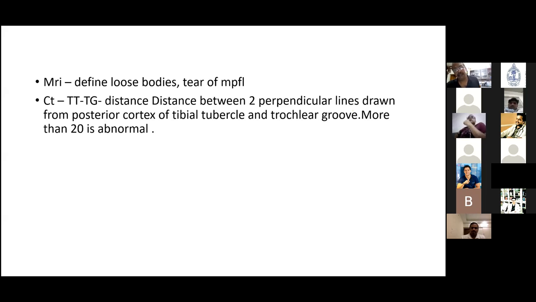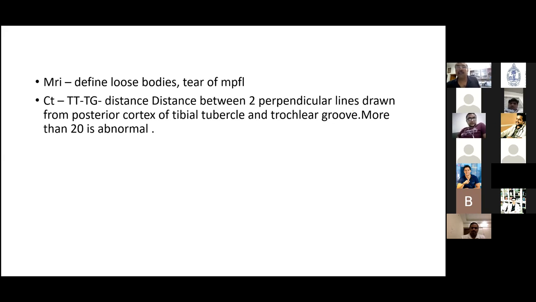Rather than going for a reconstruction, you can go for a repair, a medial retinacular tear imbrication. So that can be done. But always explain there is a chance of a re-dislocation, but usually you don't go for a straight away MPFL reconstruction. So you go for an acute MPFL repair in a skeletally immature patient for the first dislocation.